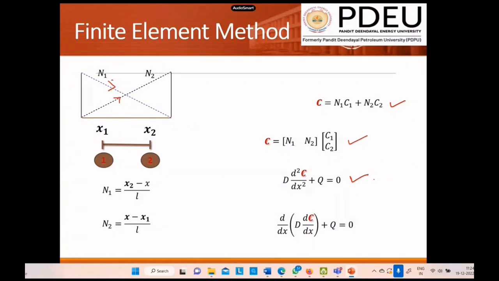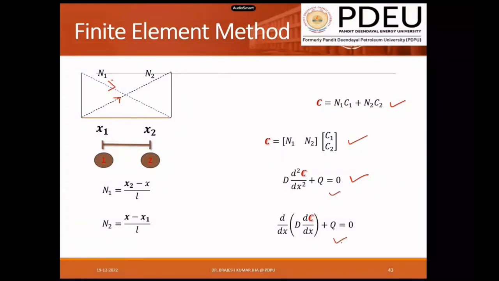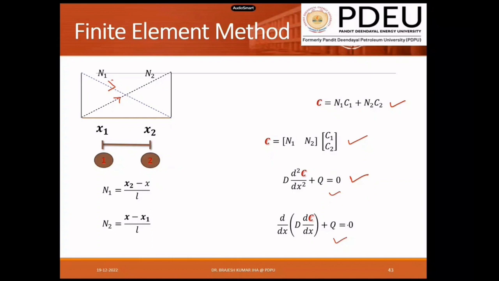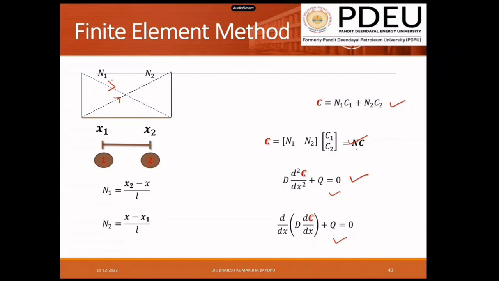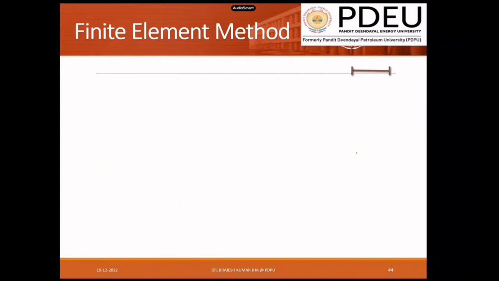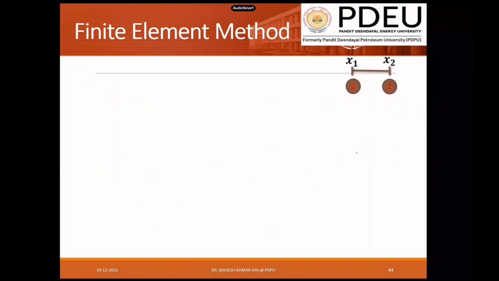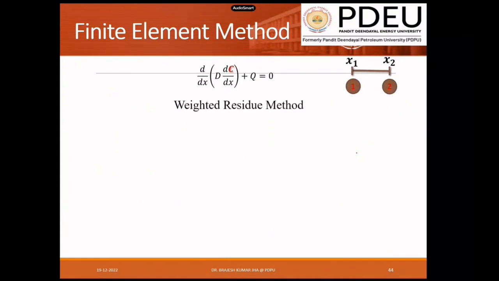Now this diffusion equation can be defined in such a way: d by dx of dc by dx, plus q is equal to 0. After defining the interpolation function, this c is now written in the form of Nc. So in the place of c, we can have the Nc. This is the single element information.